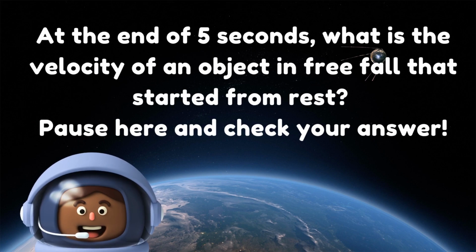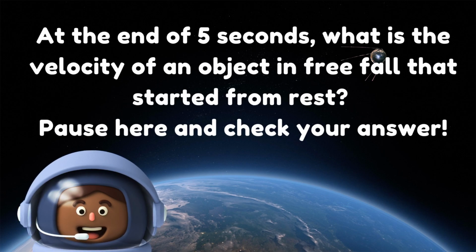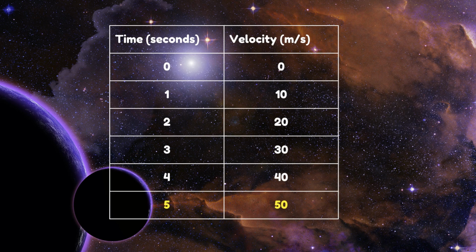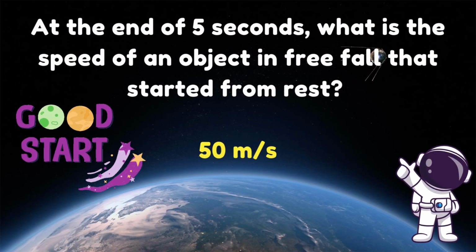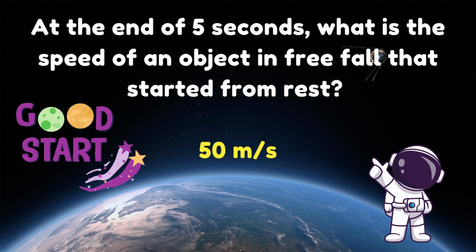At the end of 5 seconds, what is the velocity of an object in free fall that started from rest? Pause here and check your answer. Let us create a table with time and velocity in 2 columns. So take a look at this table. So it will be 50 meters per second at the end of 5 seconds of free fall.